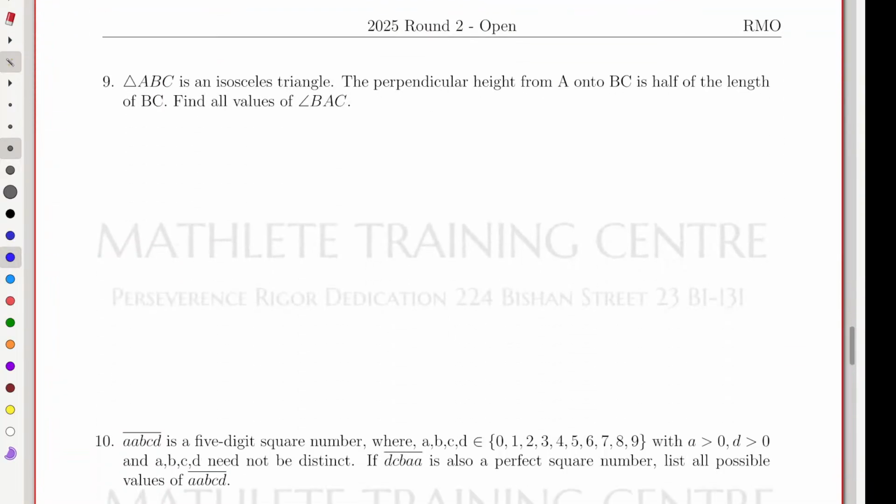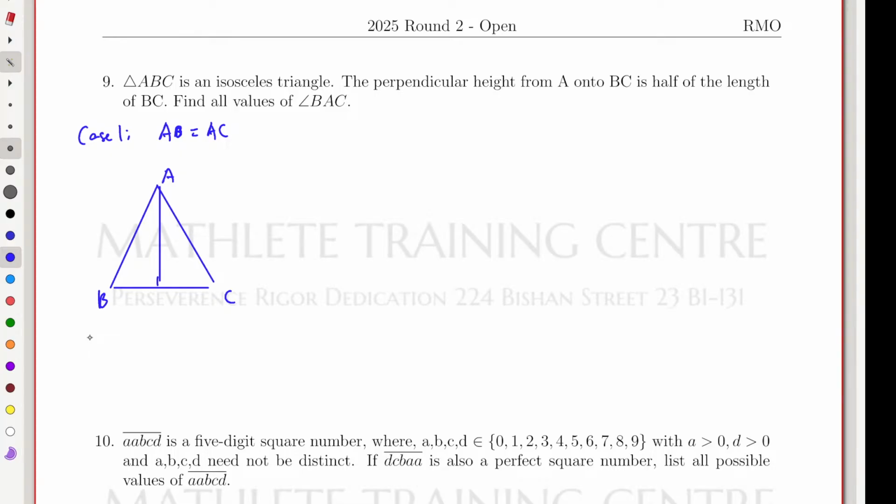Okay, question number 9. Triangle ABC is an isosceles triangle. The perpendicular height from A onto BC is half the length of BC. Find all values of angle BAC. There's basically only two scenarios. Scenario 1, case 1, right, is when AB equals to AC. Then the perpendicular height from A onto BC is half the length of BC itself.